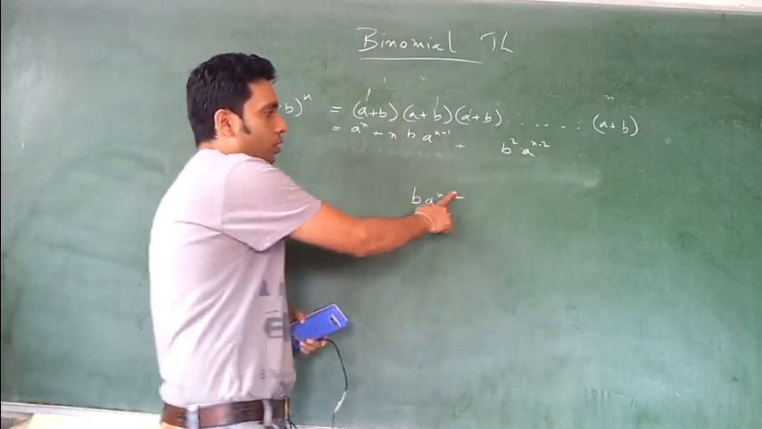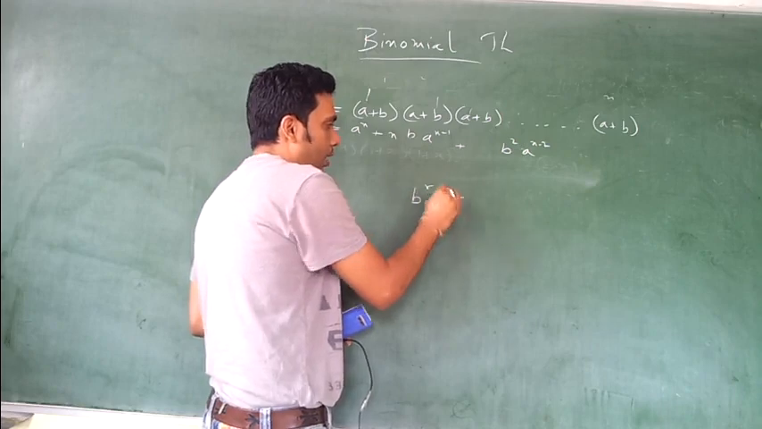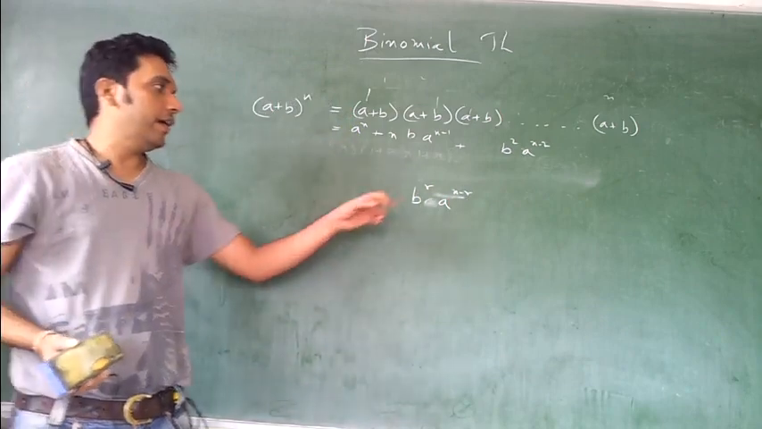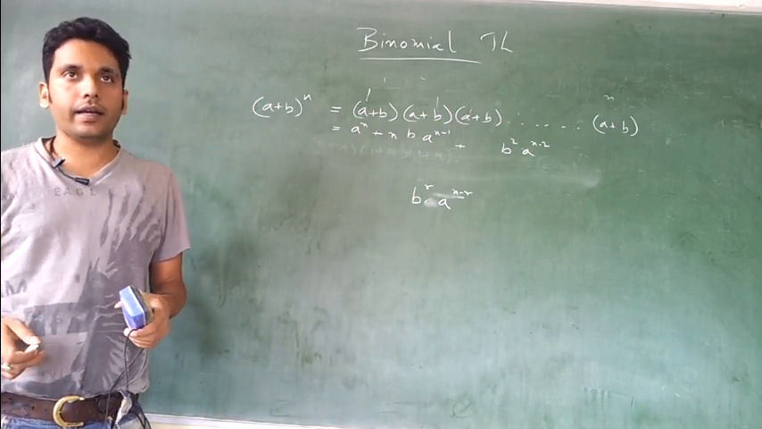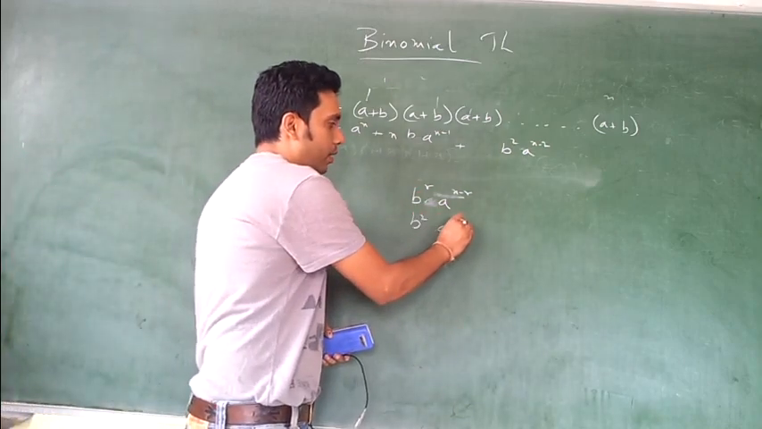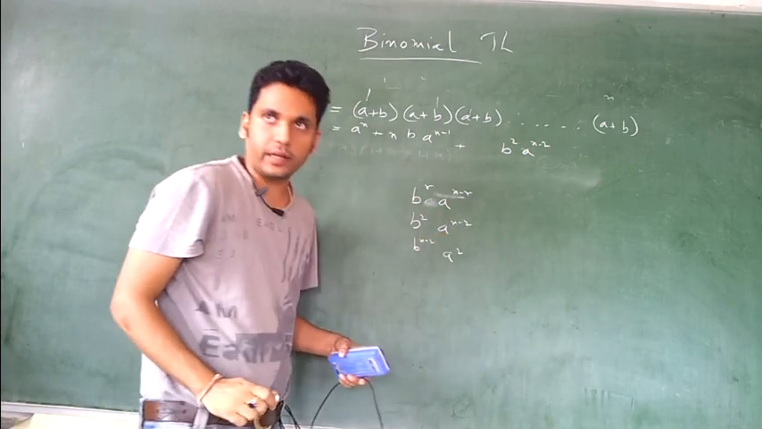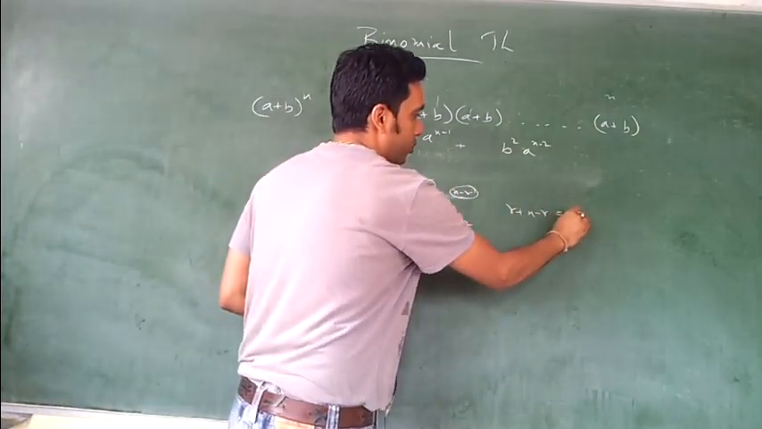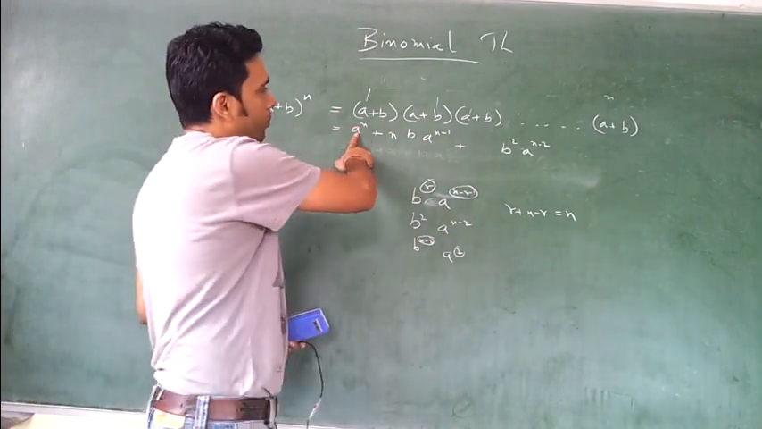Get the point? So what you will always get is b power something, say r, and a power n minus r. If I take r b's, then I have to take how many a's? n minus r a's. There is no other option. So if I have b square, I will have a power n minus 2. If I have a square, I will have b power n minus 2. The total power, r plus n minus r, has to be equal to n. So all the terms have a dimension of power n.